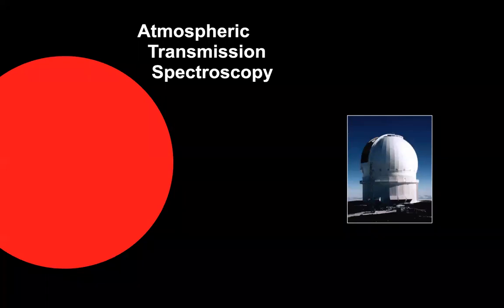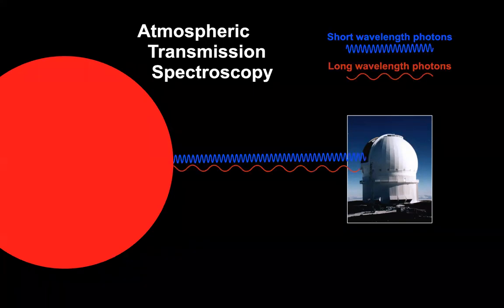All right. So how do we go about doing this? We're going to do it with a technique called atmospheric transmission spectroscopy. So the schematic is the following. Imagine a star, and it has to be red because Ryan's giving the talk. And then imagine a telescope on Earth.